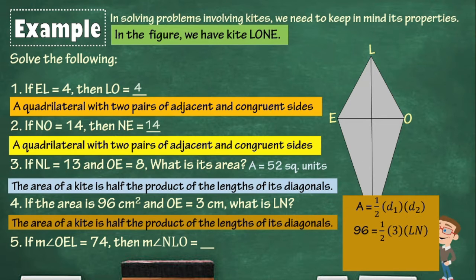substitute the values. Since we are given the area, which is 96 square centimeters, our formula will now be 96 equals 1/2 times the length of OE, which is 3 centimeters, times the length of LN. Manipulating our equation, we will come up with 192 divided by 3 as the length of LN. Dividing these values, we will have LN equal to 64 centimeters.